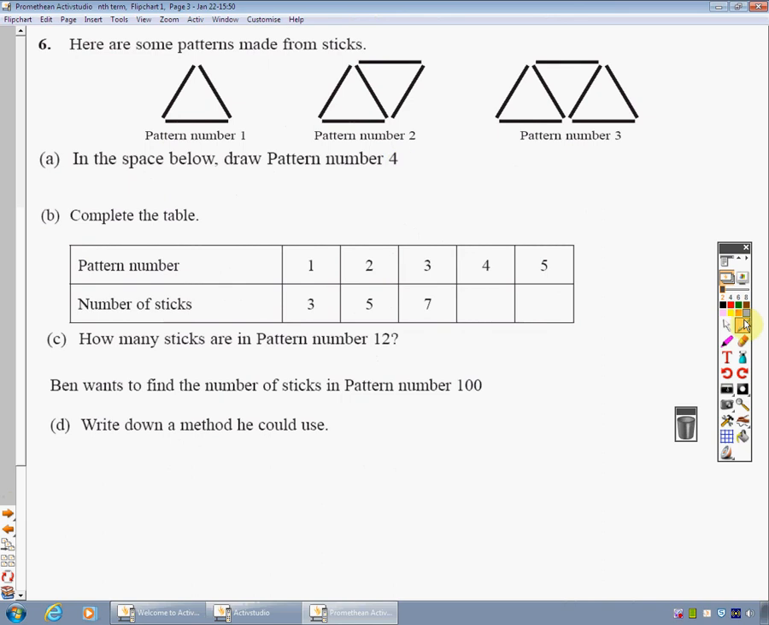So it seems to me to be a triangle. Then add that other triangle on. So that's pattern number 3. So pattern number 4 would be like that. It's beginning to tell me here already how many there are in each pattern. It's got 3, 5, 7.